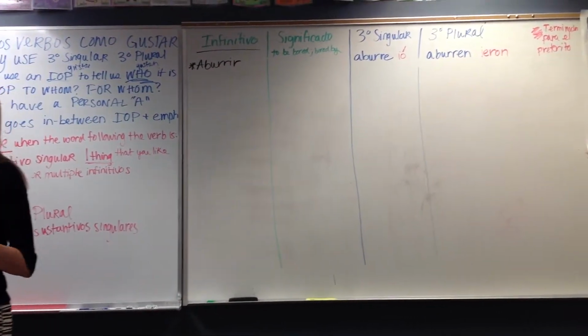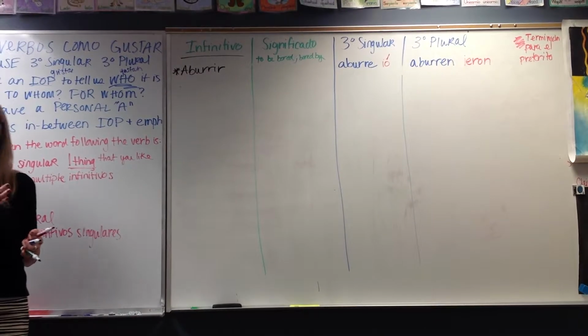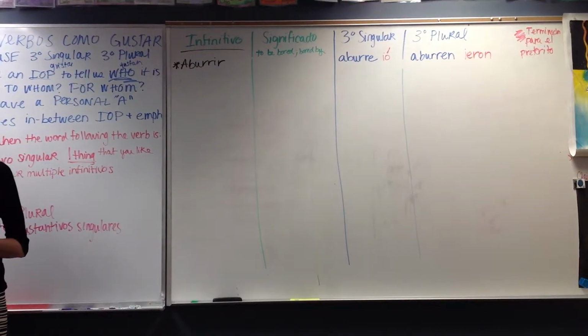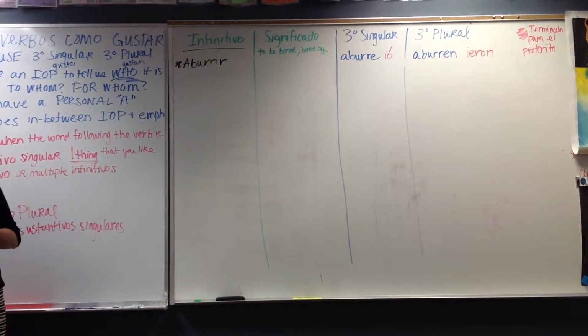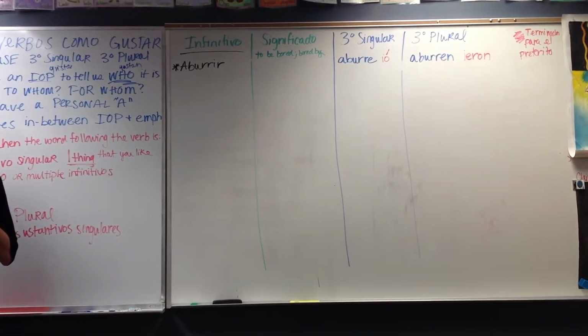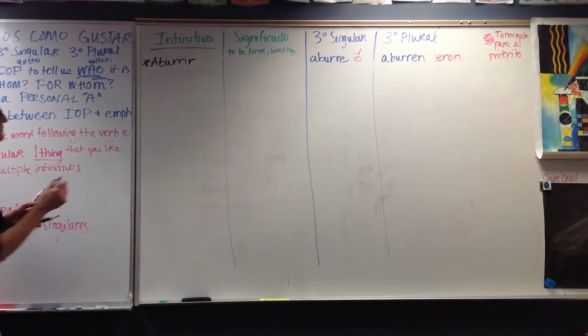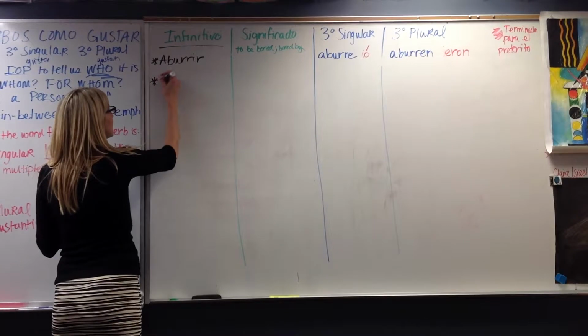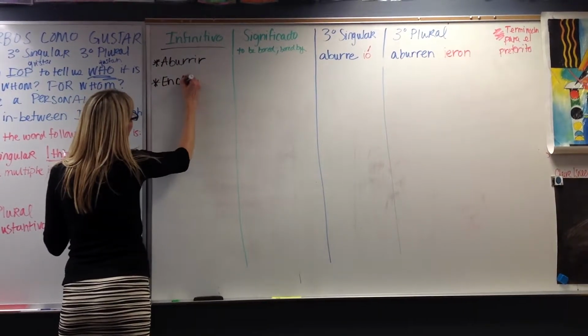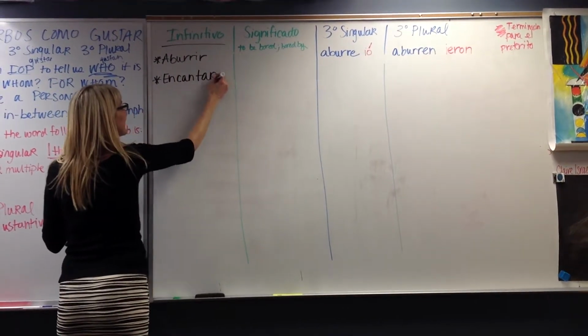¿Cómo se dice to love something? Not to love a person. How do you say to love a person? Querer or amar. To love a person. How about to love an object? Encantar. Sound it out. Encantar.